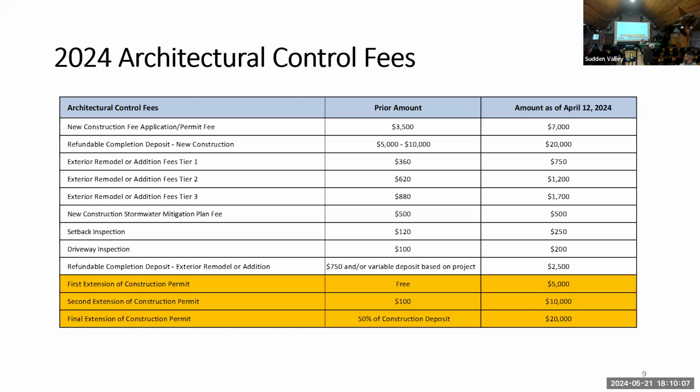Here are the architectural control fees, and I've listed both the prior amount and the amount that was approved on April 11th and became effective on April 12th of this year. You can see that in many cases fines doubled, but that's not true of every case. Some important ones to note: the new construction fee previously was $3,500, and it's now $7,000. Highlighted in yellow at the bottom of the table, you can see that the first extension fee is $5,000. The second extension is $10,000, and a third and final extension is $20,000.